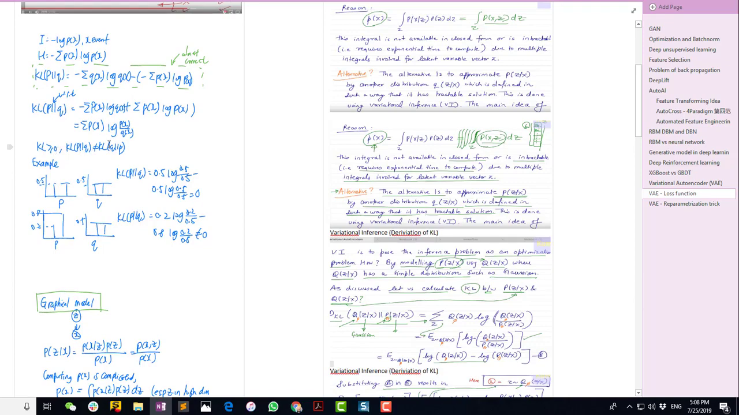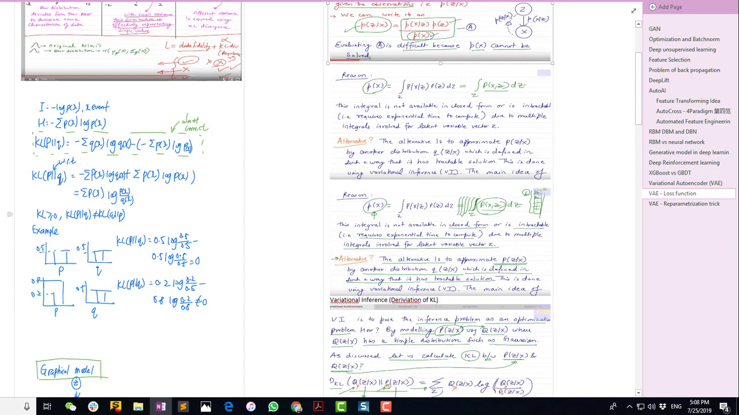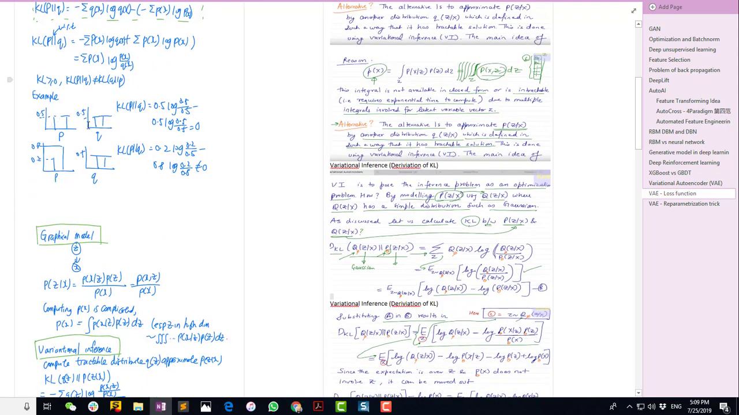And the reverse will not be the same. So now, for example, if you have a normal distribution and you have an exponential distribution, they will be very, very different. But if you have a normal distribution P and then a normal distribution with the same mean and variance, they will be almost the same. Now this is an example.